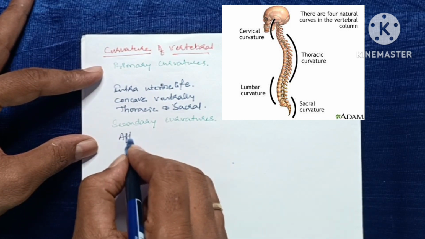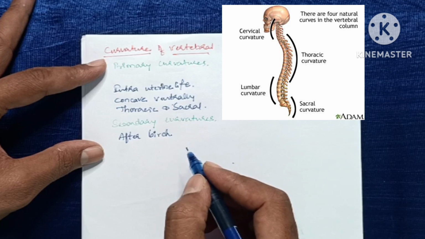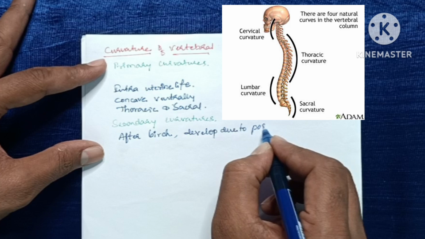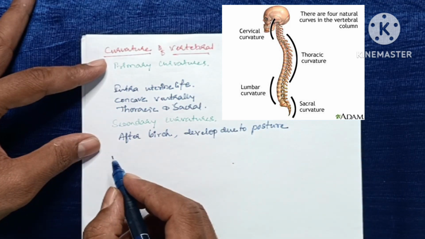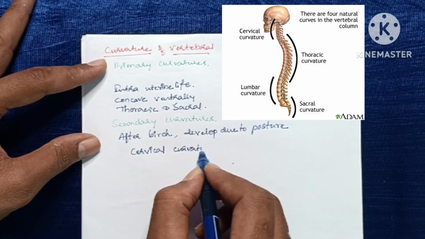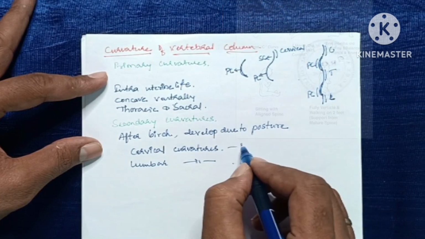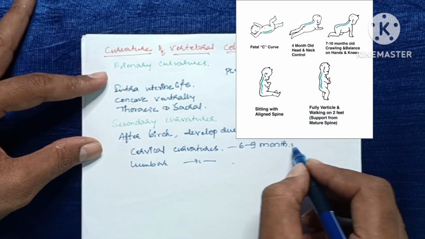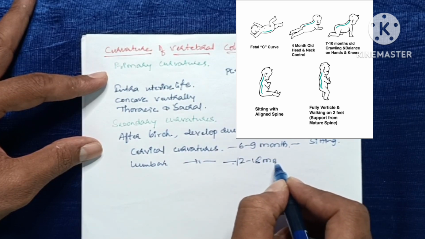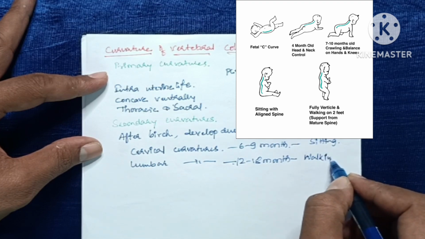Secondary curvatures develop after birth. They develop due to posture. There are two types: cervical curvature and lumbar curvature. The cervical curvature develops at 6 to 9 months, when the baby starts sitting. The lumbar curvature develops at 12 to 18 months, when babies start walking.